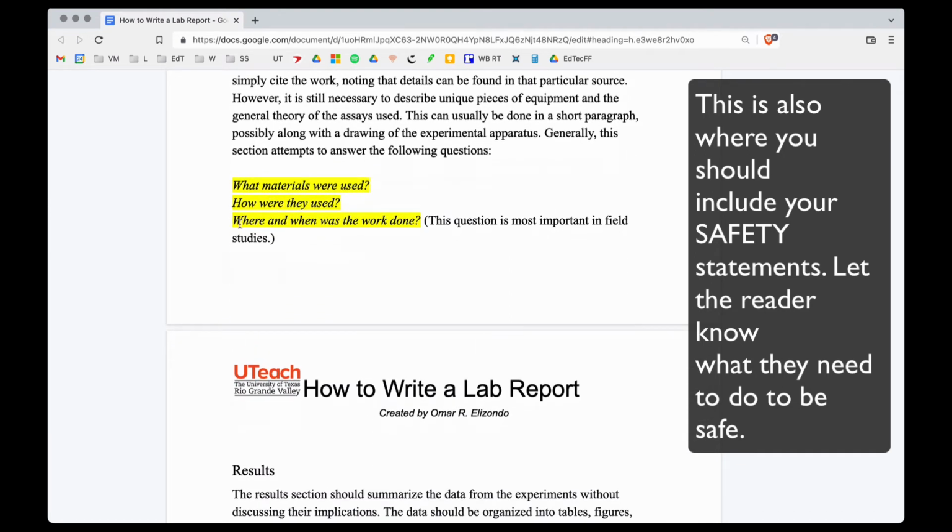So where and when was the work done? Was it done in a lab? Was it done in a kitchen? Was it done in a specific ecosystem? What altitude? If you're doing something outdoors, tell me the GPS location as to where this occurred. I need to know this information, all right?